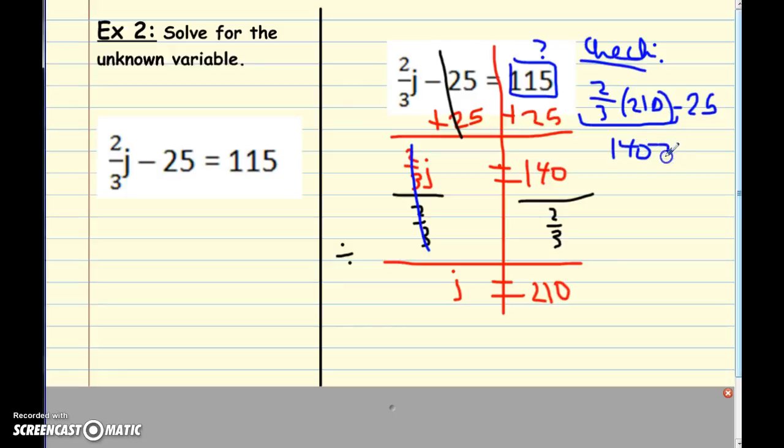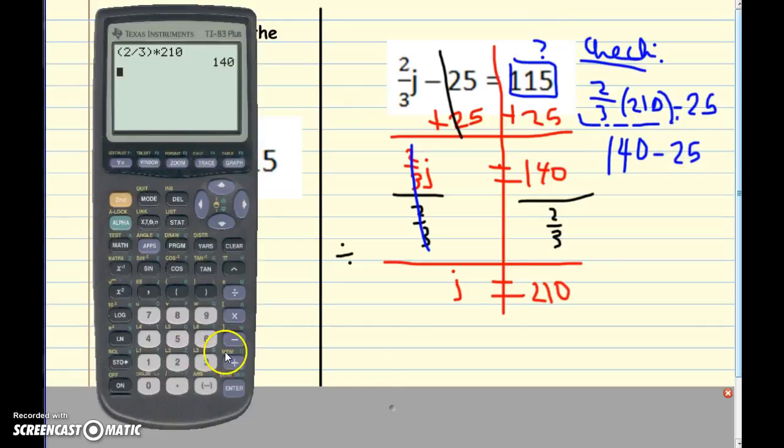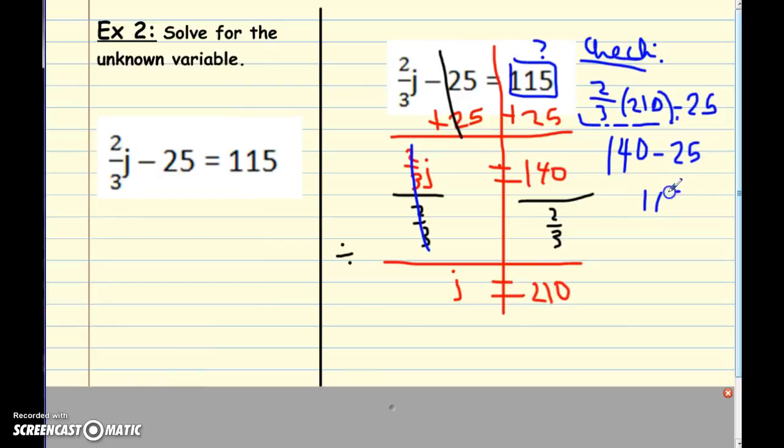I'm going to subtract 25. Ooh, that's bad. 140 minus 25. Let me try that again. 140 minus 25. There, I got it. And again, if I need to grab my calculator, do so. I'm going to hit minus 25. And there I have my 115. Is that what we had in the original equation? Yes, it is. So I know that 210 is my solution.